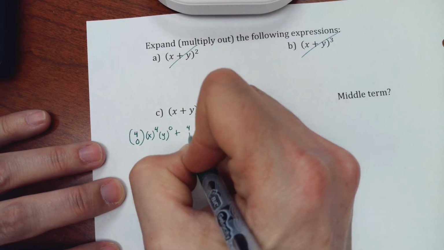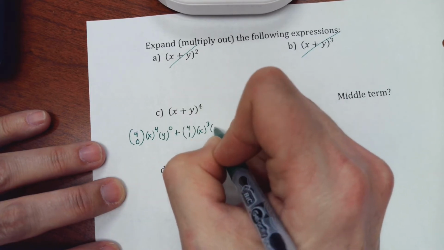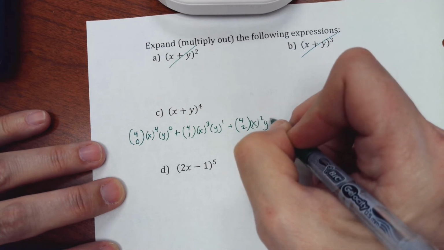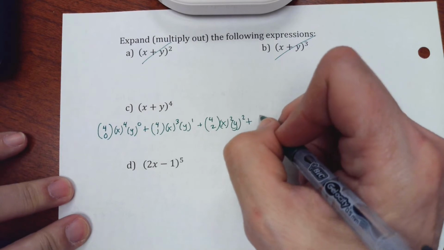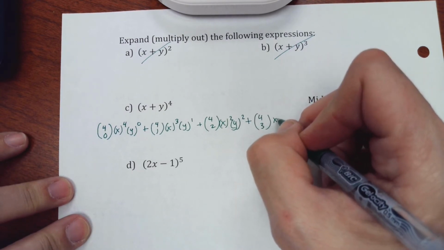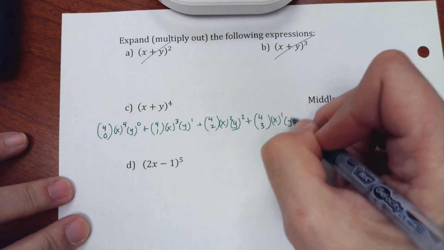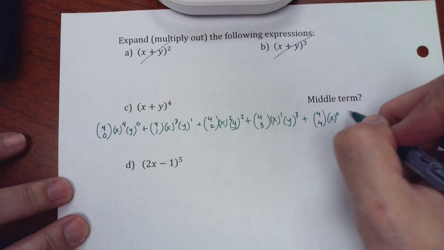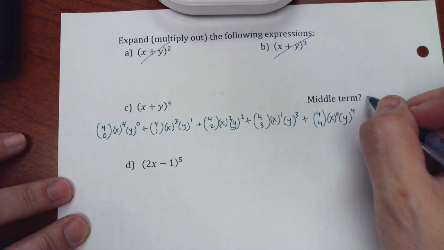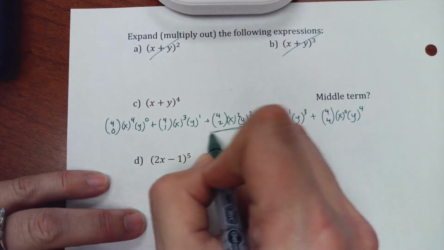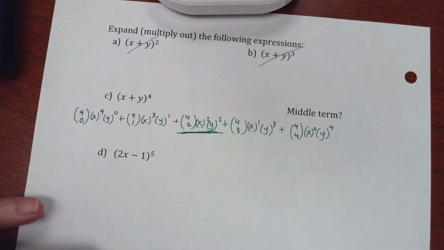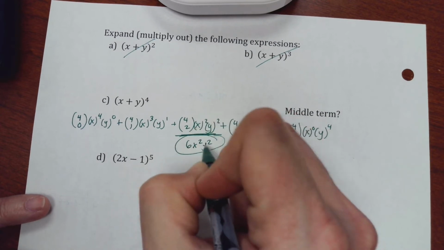The next part is 4, choose 1. X is only being 3 now, but y is going to grow. Then 4, choose 2. X is going to be a 2, but y is going to also grow to 2. And then 4, choose 3. And then x is going to go down to 1, and then y is going to grow to 3. And let's see, then 4, choose 4. X is going to be nothing, but y is going to be 4. And I'm asking what the middle term is, so 1, 2, here's my middle term right there. So 4, choose 2. So remember we can go up here. 4, math, choose 2. So that's 6. So I got 6x squared y squared. There's my middle term. Okay.